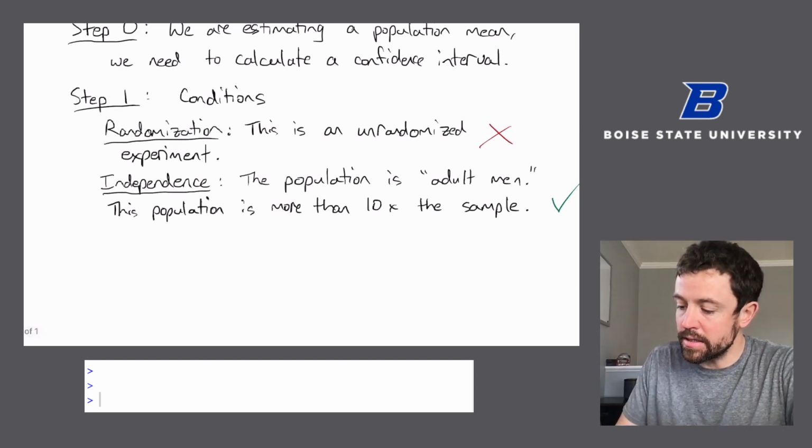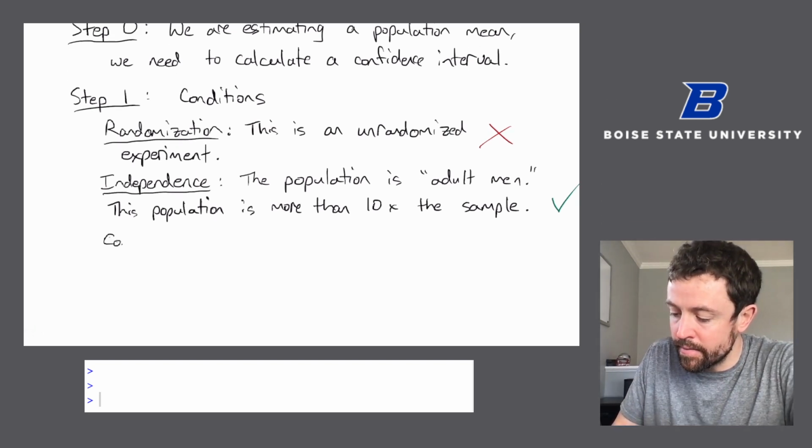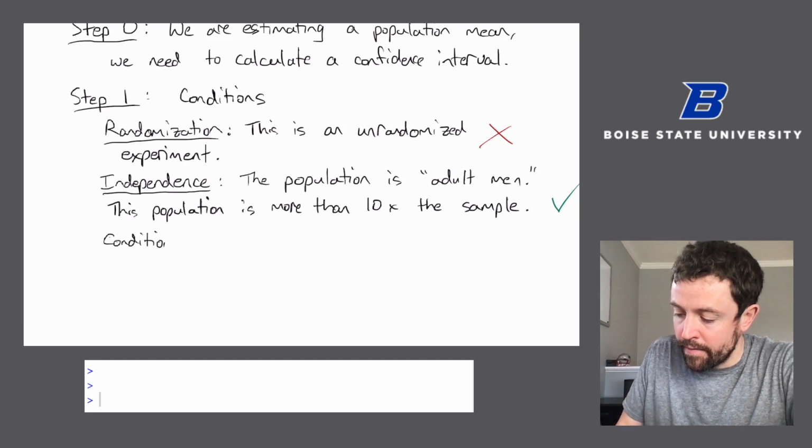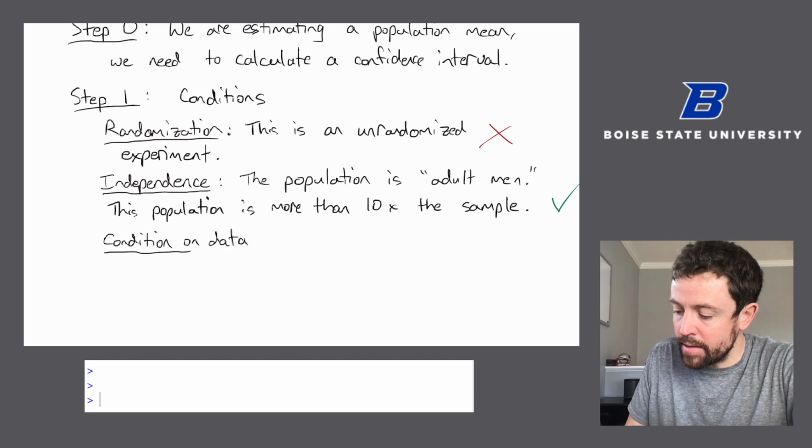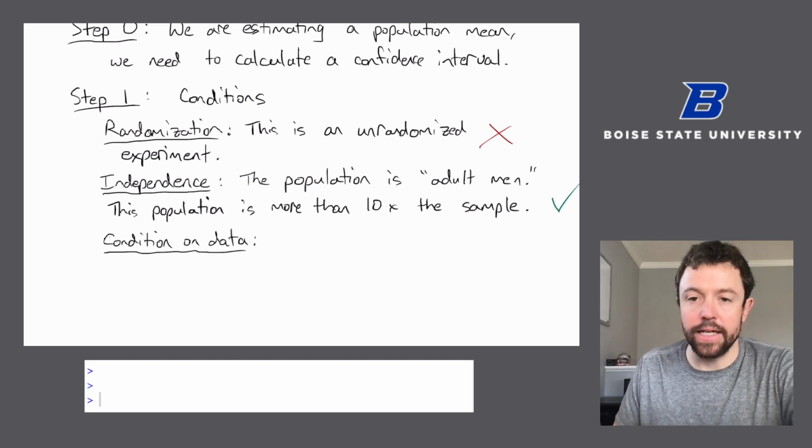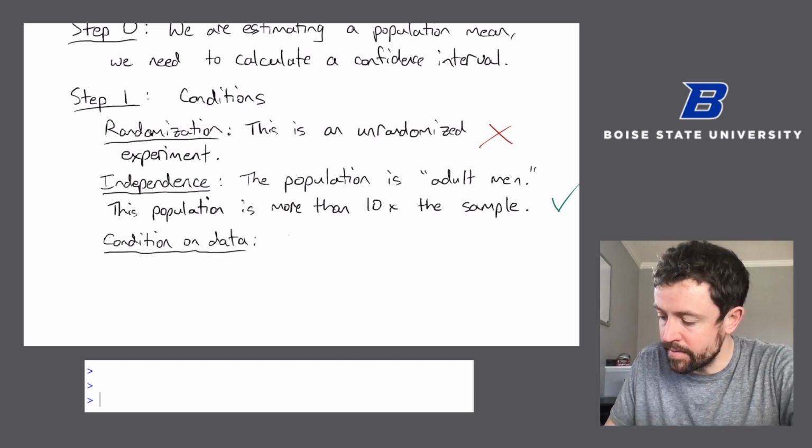And then our final condition is the condition on data. We first identify where our sample size falls. Our sample size is less than 16.